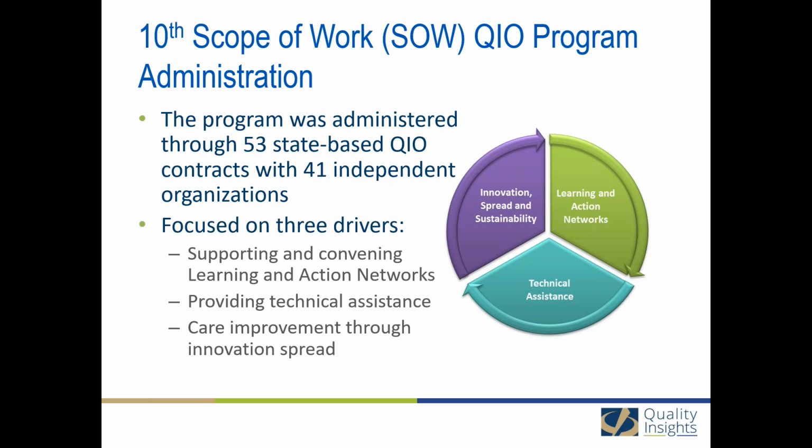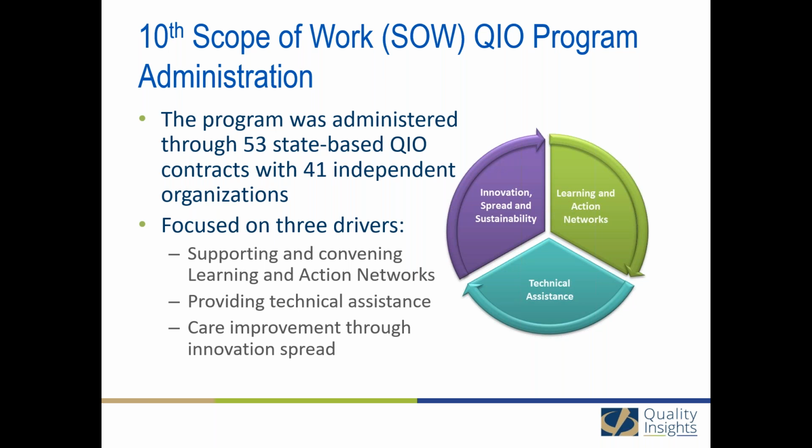The QIO started in 1984, and each contract or scope of work was 3 years long. So in the last contract that we had, or scope of work, CMS was doing things the way they had always done them, with 53 state-based QIO contracts. So each state had a contract and each territory. I tried multiple times to be transferred to the Virgin Islands, but that didn't seem to be an option for me. And there were 41 independent organizations.